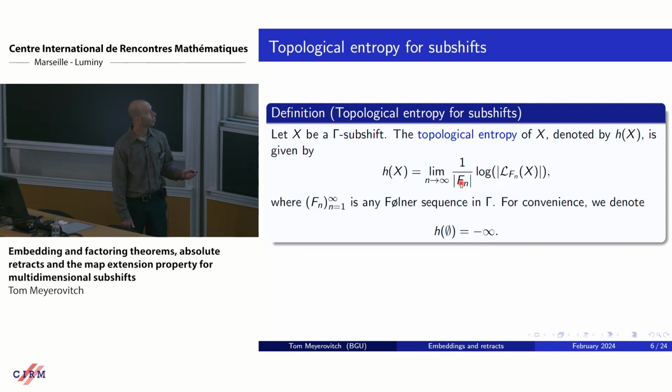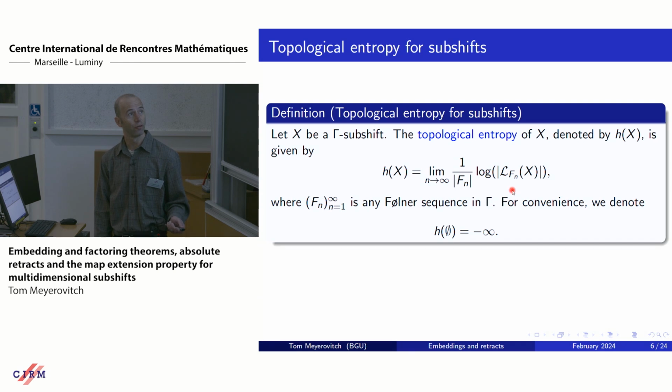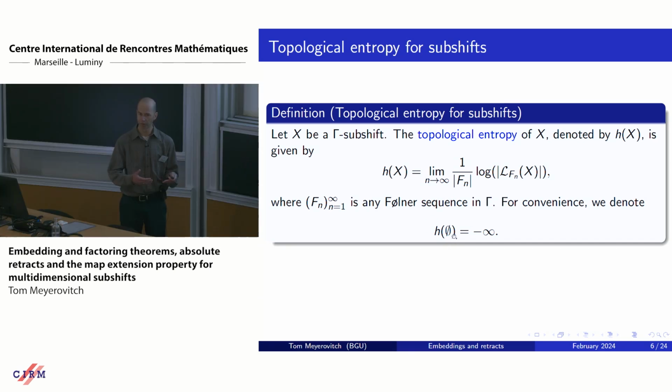And essentially, remember Fn: you should think about it, if your group Gamma is like Z^d, as a box of side length n. So this measures the number of admissible patterns in a box, suitably normalized. It's a very basic concept. It measures, in some sense, how complex your subshift is. It's a very fundamental quantity, and it has a much more general context in topological dynamics, but the definition here is relatively simple. If it's the first time you've seen it, it takes some time to assimilate, but for most of you it's probably not. And by convention, I will say that the topological entropy of the empty set is minus infinity.